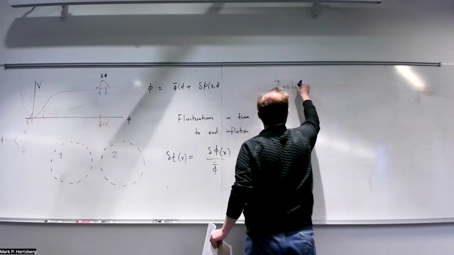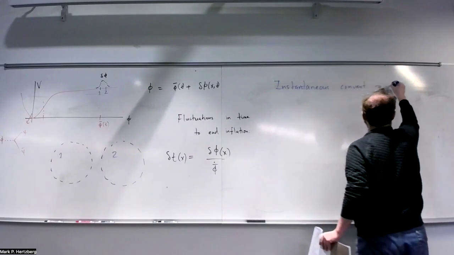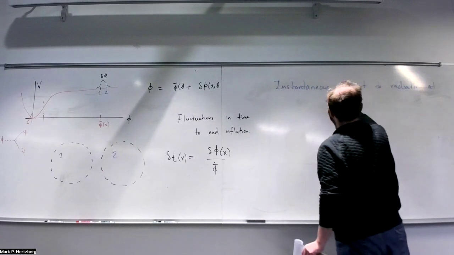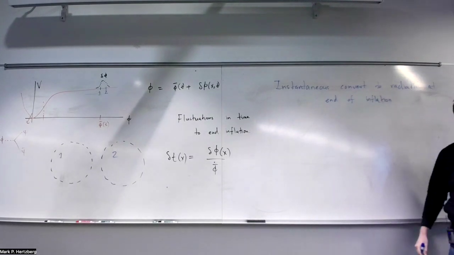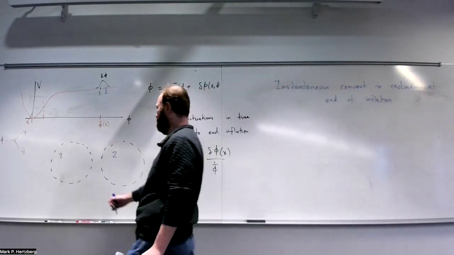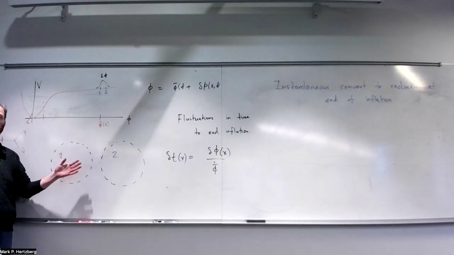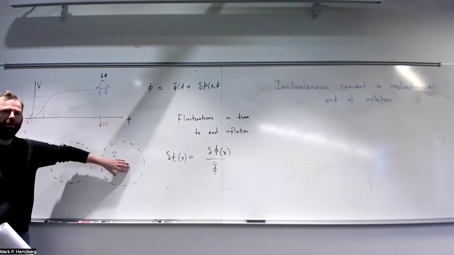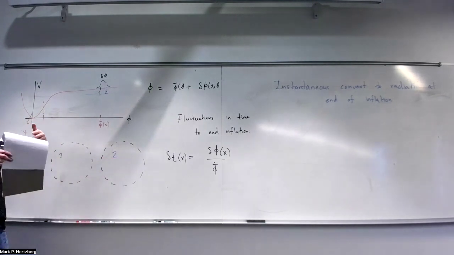So I'm going to imagine instantaneous conversion to radiation at end of inflation. So that means that because they're a pair of regions in space, the time at which they end is slightly different. That means this region might start its radiation era now, and then a few moments later, this region begins its radiation era. Okay? Now, in radiation, the density is no longer constant.